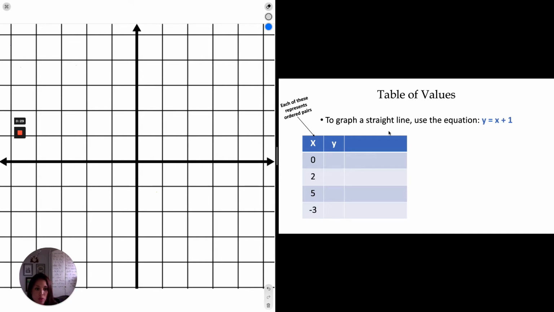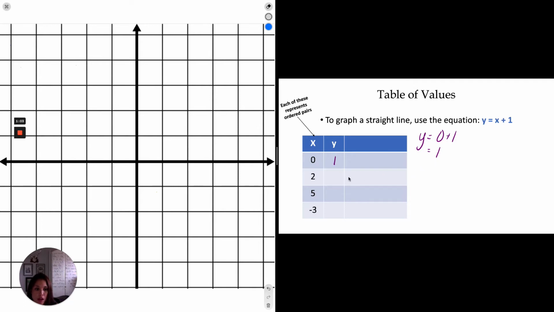So what you want to do is set up what's called a table of values, and it's just this T-looking table, and you're going to put in numbers for x to find the value of y. It's really easy to start with 0. So we're going to start with y equals 0 plus 1. So when x is 0, the value of y is 1. So we can put 1 in our chart.